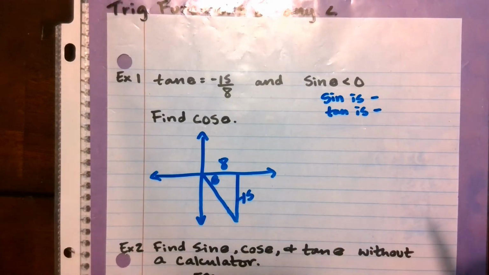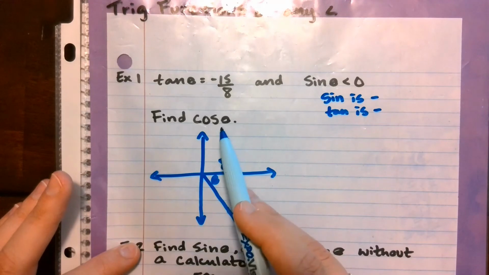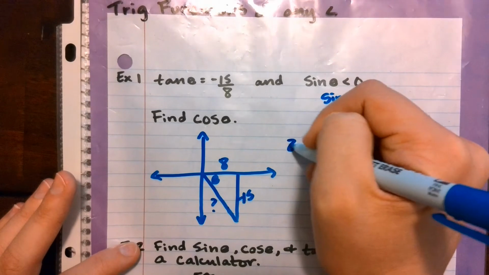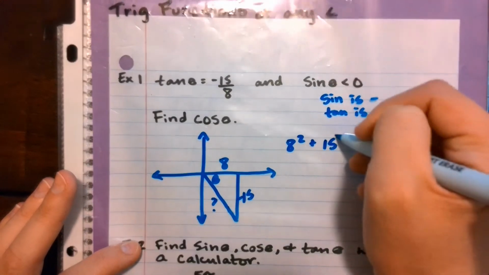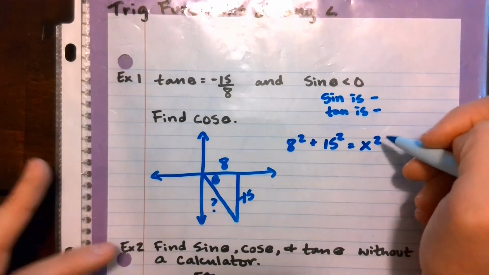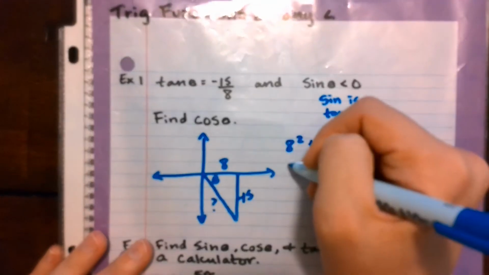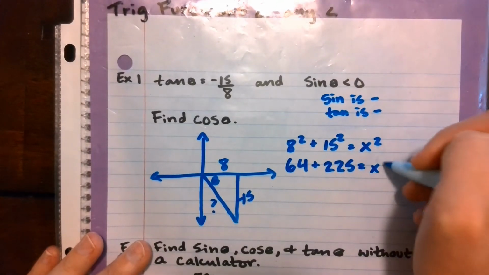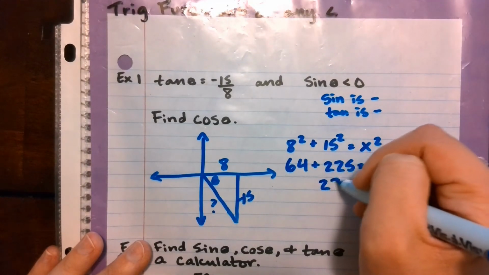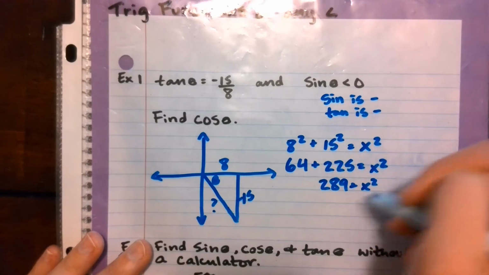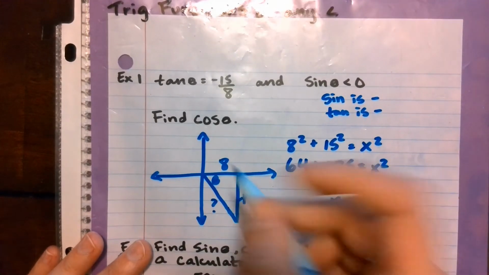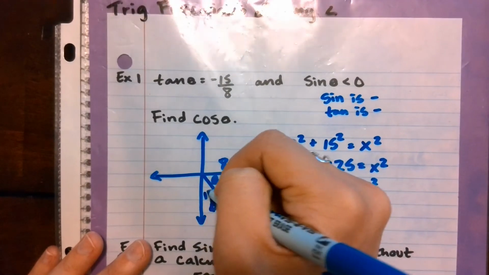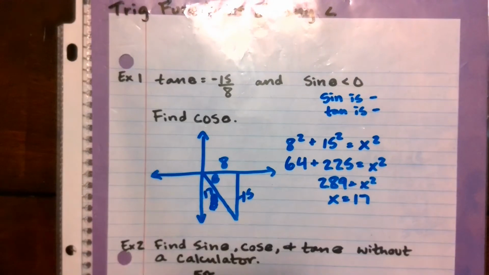From here, I'm going to work this out just like I did my right triangle trig. In order to find cosine, I do need to figure out my hypotenuse, so go ahead and use Pythagorean theorem. Figure out what your hypotenuse is. Okay, and we should get that our hypotenuse is 17. So we've got the 17 over here for the hypotenuse.